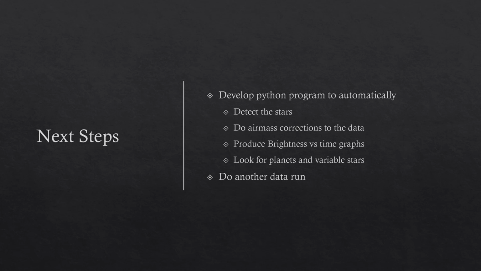And so this program will automatically detect stars in the image, will automatically do these atmospheric corrections, or what we call air mass corrections, to the data. It will automatically produce those brightness versus time graphs that we saw earlier. And then it'll hand us on a silver platter the most interesting of those graphs, and it will kind of ignore the flat ones. We're partway through writing this program right now. We can get it to automatically detect stars so far. So we've got the first bullet point checked off, and we're working on the rest right now.